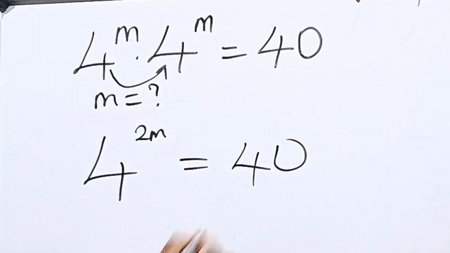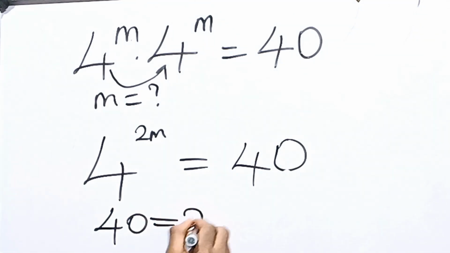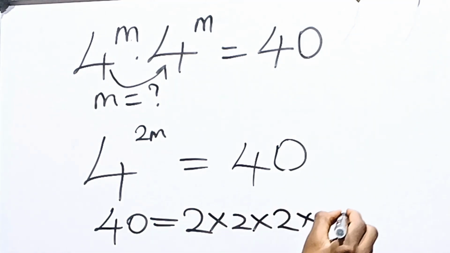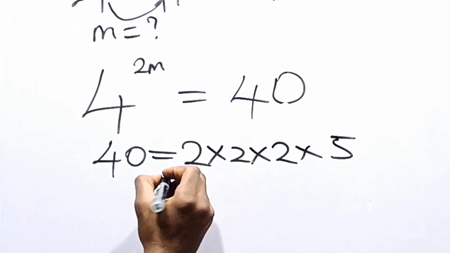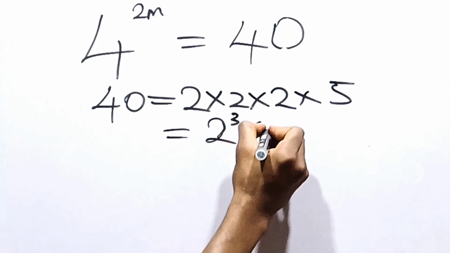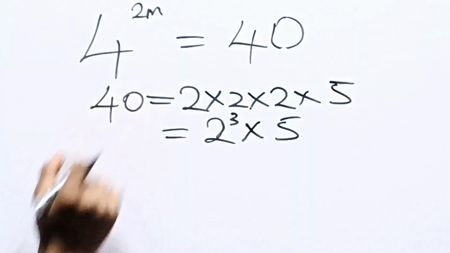Moving on from here, let's outline the multiples of 40. Okay, so 40 is equal to 2 times 2 times 2 times 5. Okay, 8 times 5 is 40. This is equal to 2 raised to the power 3 times 5. Okay, so 2 cubed times 5 is 40.